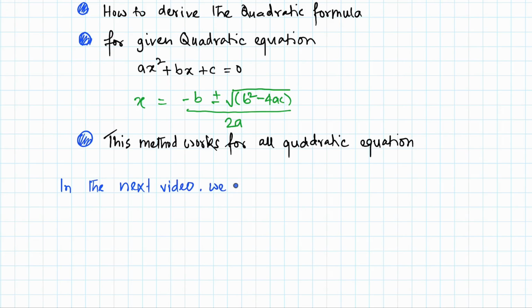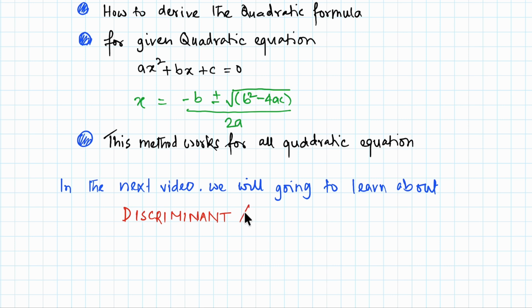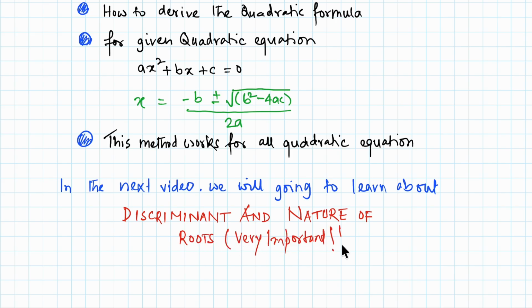So in the next video we are going to learn about the discriminant, that is D, which is equal to b² − 4ac. We're going to learn about the discriminant and the nature of the roots. This is very important. Many times problems come based on this.